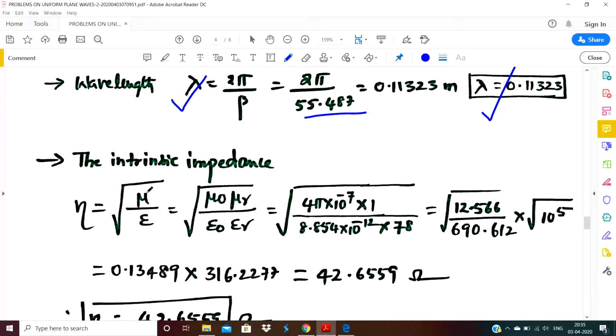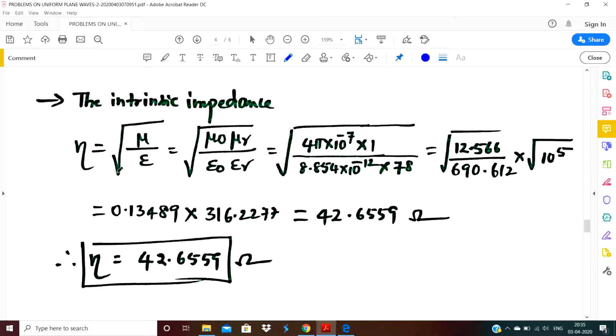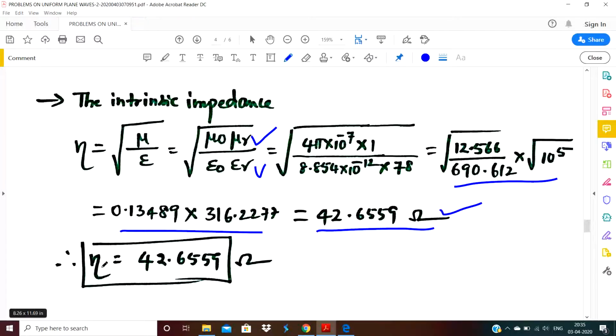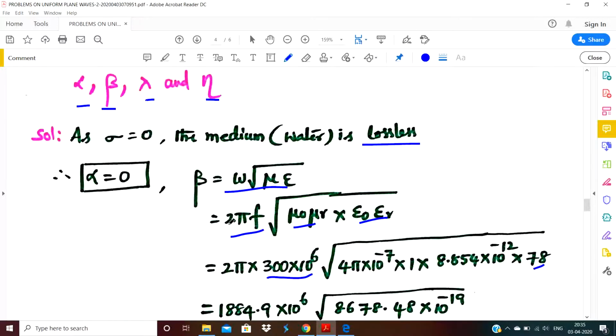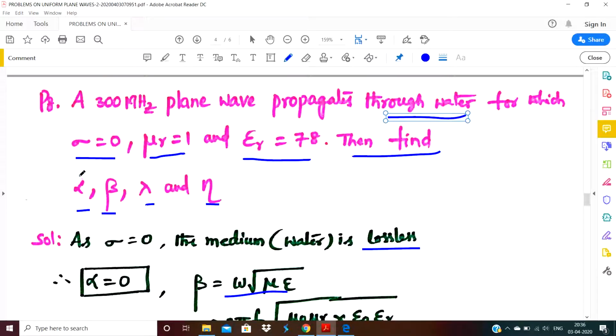Now we have to find the intrinsic impedance. Intrinsic impedance eta equals square root of mu by epsilon. By expanding mu and epsilon, substituting the values of relative permittivity and permeability and simplifying that equation, we get 42.6559 ohms. So this is the intrinsic impedance. So for the given problem, we calculated alpha as 0, beta, wavelength lambda and intrinsic impedance.